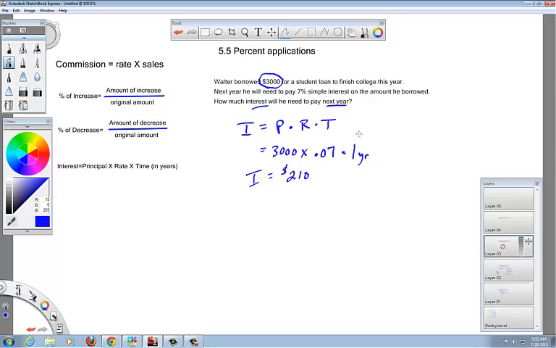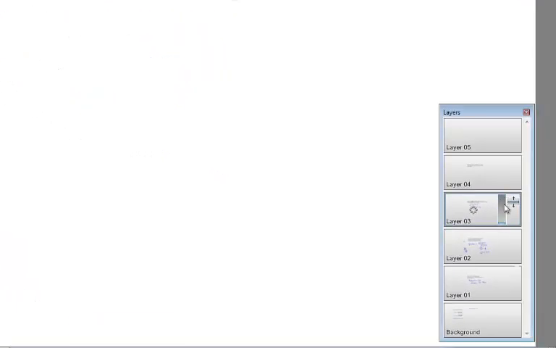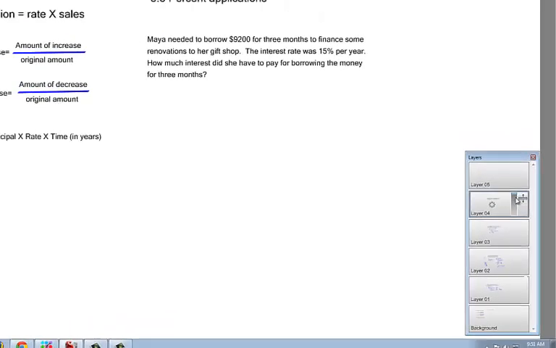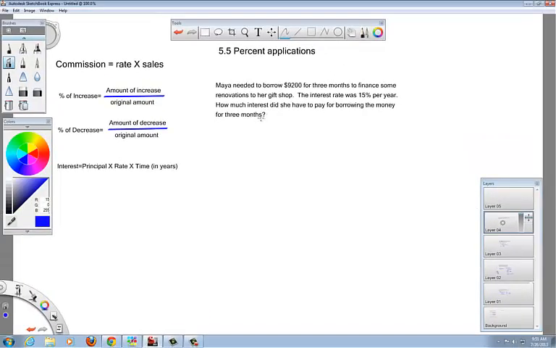Now, it could have asked you how much total will he need to pay back. And if it does, you add the interest and the principal together, and that's the amount you're going to pay back. But in this case, it just asks you how much interest will he need to pay. All right, so that one, not too bad. But let me show you the last one that has a funky time in it. It's in months, and I'll show you how to convert it.